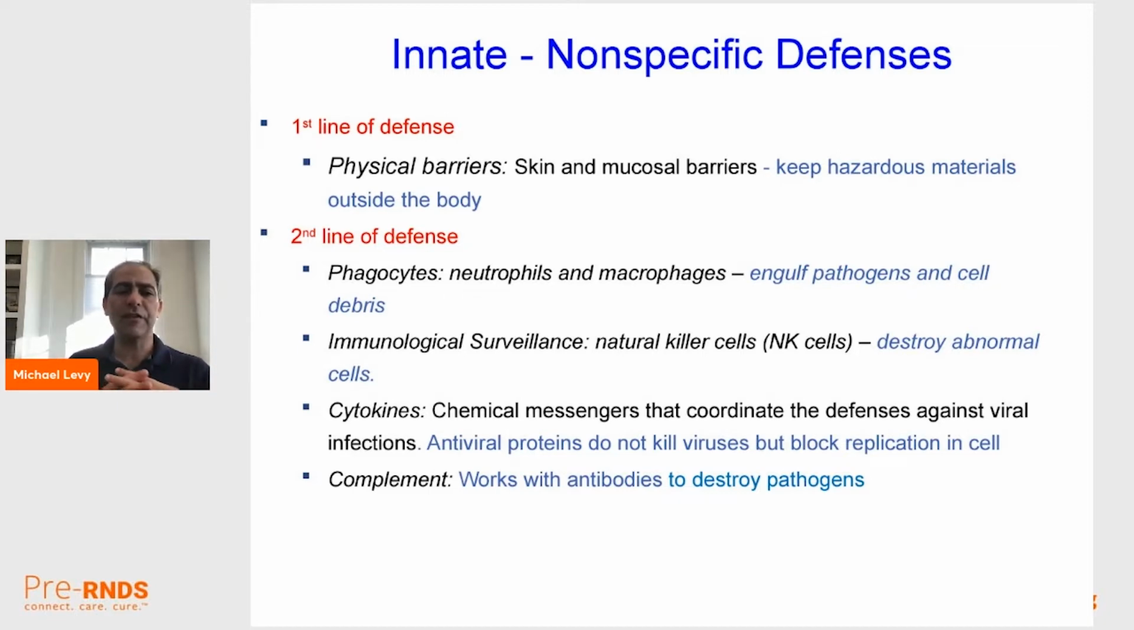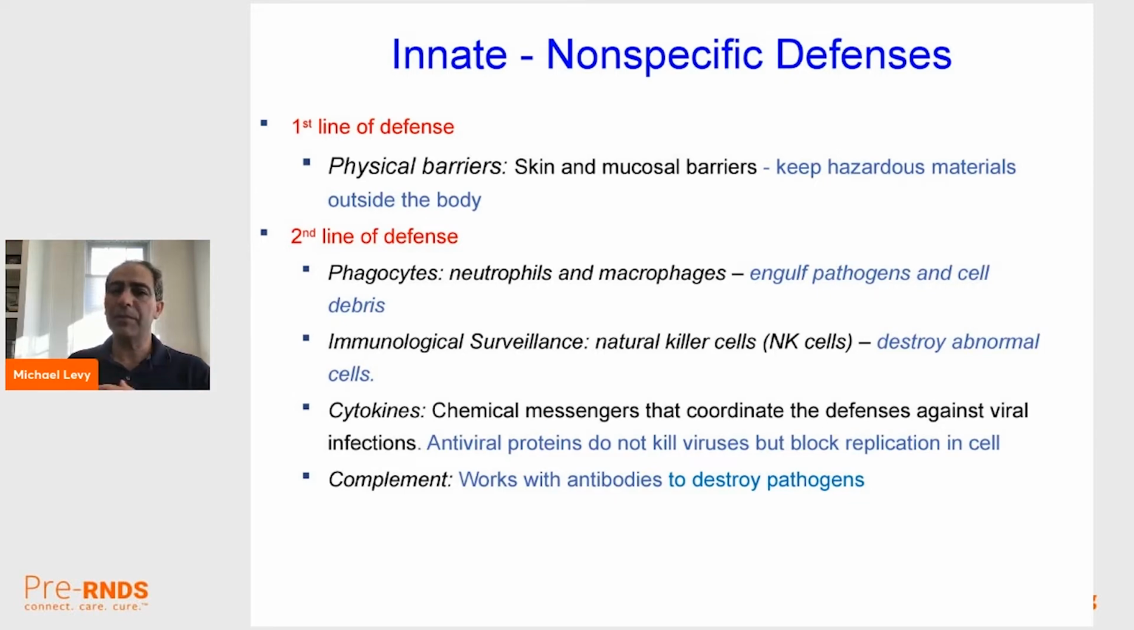Then the other parts of your second line of defense of your innate immune system are not cells, they're chemicals. And many of those chemicals are bundled into a group called cytokines. These are communications between immune cells. So one immune cell might make a certain type of cytokine that alerts the immune system to be ready, and some other immune cells might secrete a cytokine to make the immune system calm down. So these are chemicals that alert or suppress the immune system.